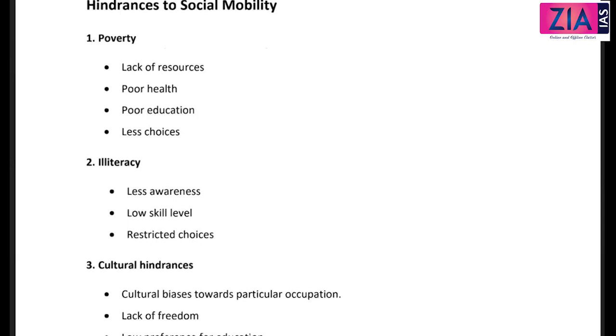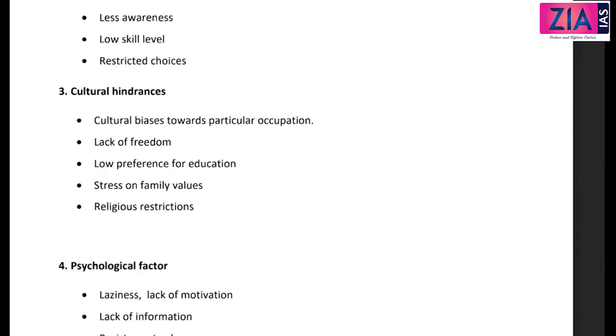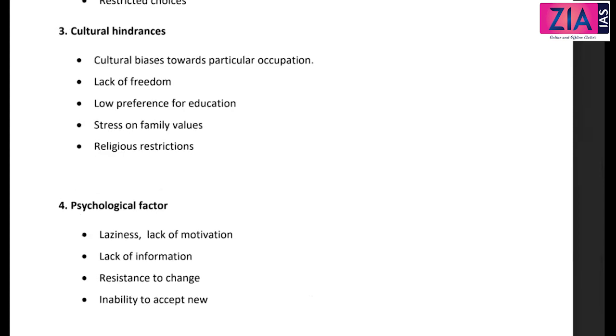Hindrances to social mobility. First one, poverty. That is the most important problem. So lack of resources and poor health, poor education, fewer choices. Illiteracy, less awareness, low skill level, restricted choices, etc.